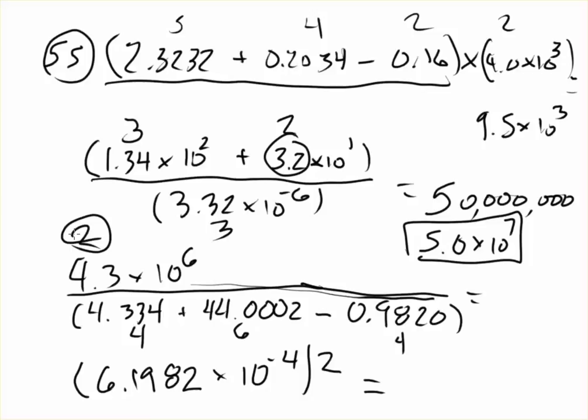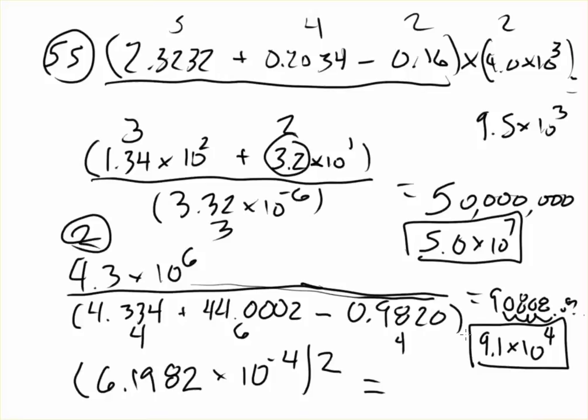Press enter and then divide that by the whole quantity, 4.334 plus 44.0002 minus 0.9820, close parentheses. My calculator gives me 9808.87 ... but we need only 2 digits. So we're going to round that to 9.1 times 10 to the 1, 2, 3, 4th power. Okay.